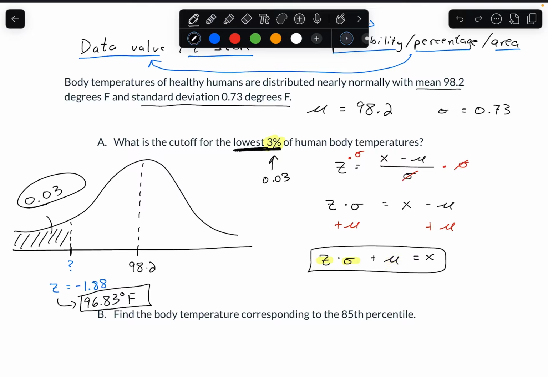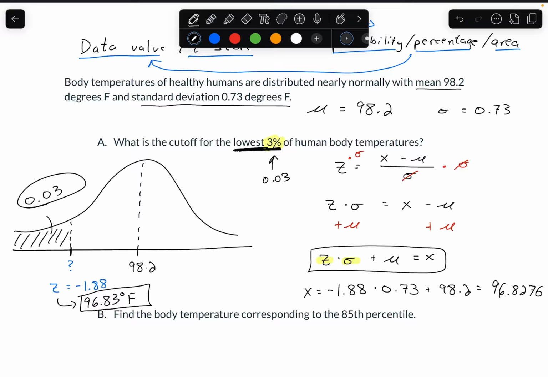So let's do that real quick here. If I wanted to double check, I should get the exact same answer, regardless of which method I choose. My z-score was negative 1.88 times my standard deviation was 0.73 plus my mean was 98.2. Let me grab my calculator, make sure everything looks good. Times 0.73 plus 98.2. I ended up with 96.8276, which is exactly what we had last time.